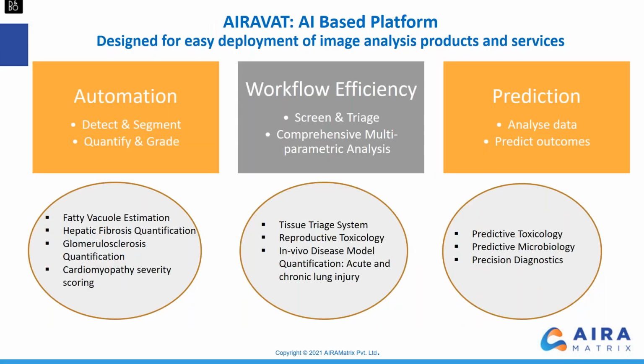As I mentioned, our solutions are aimed essentially at serving three goals: automating manual processes, improving the efficiency of laboratory workflows, and making predictions from analyzed data. In the automation area, we've worked on solutions for tumor stroma separation, detection and quantification of hepatic steatosis, hepatic fibrosis, severity scoring of rodent progressive cardiomyopathy, quantification of nuclear and membrane biomarkers, etc.